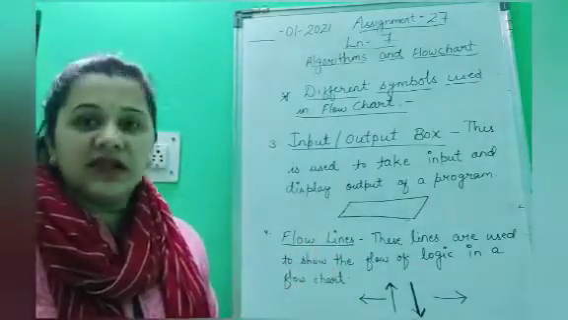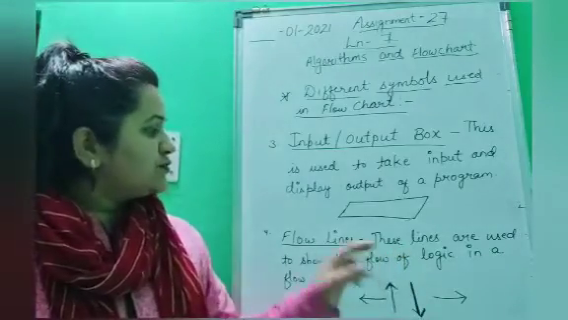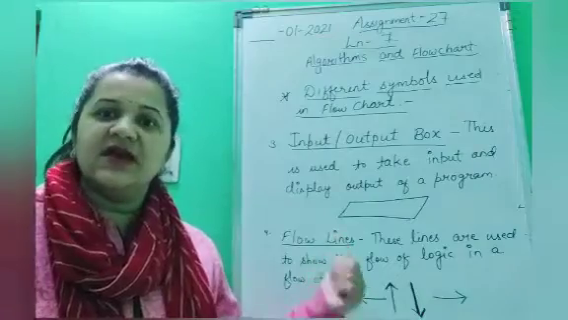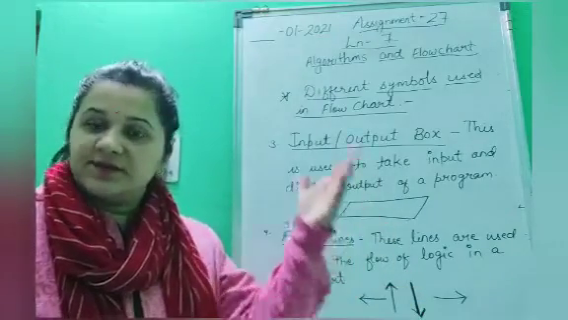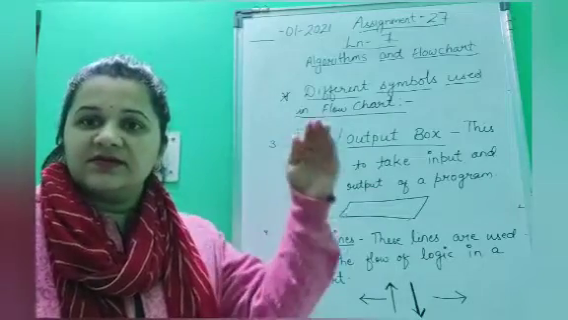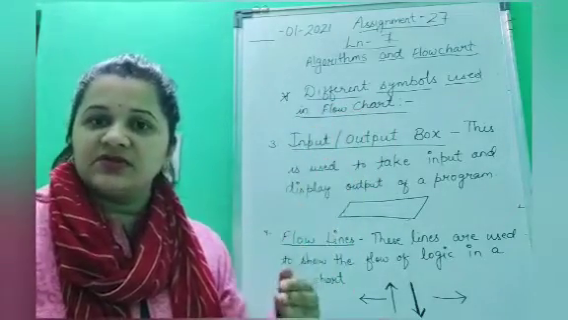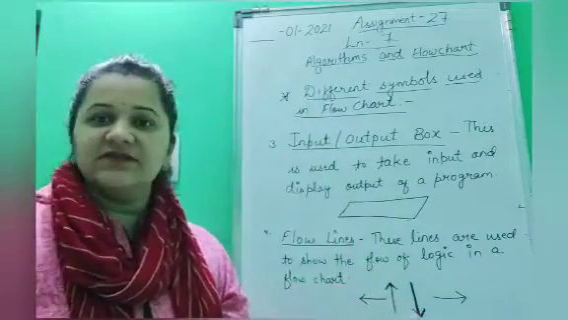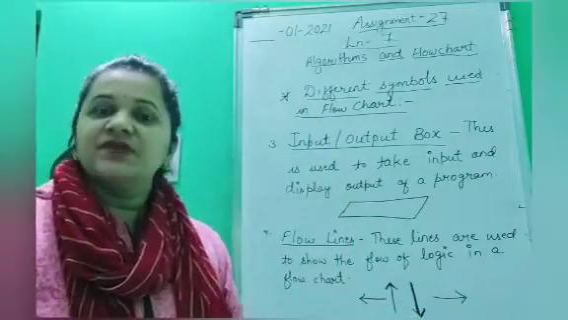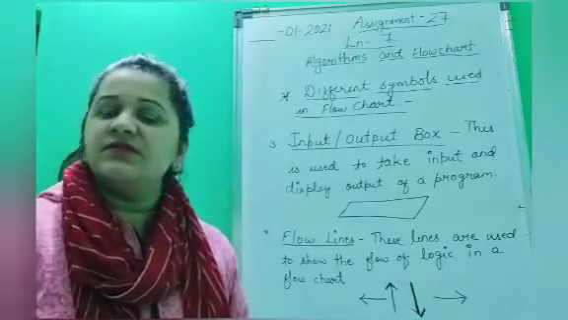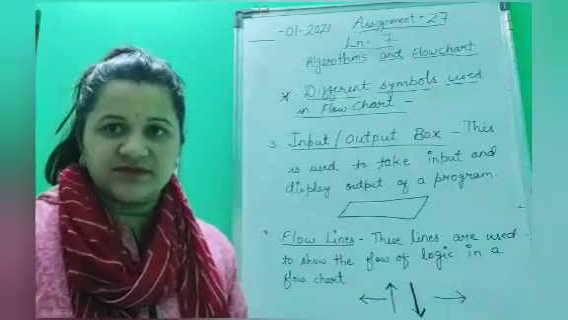Next is flow lines. These lines are used to show the flow of logic in a flowchart, okay. Also, these lines are used to connect the different symbols of a flowchart, okay. The steps according to which the instructions are written in these boxes, these boxes are connected with the help of these flow lines, okay. So now I'll give you some examples, and I'll show you how these different symbols are used in a flowchart.